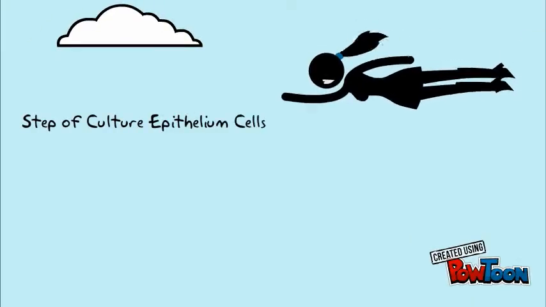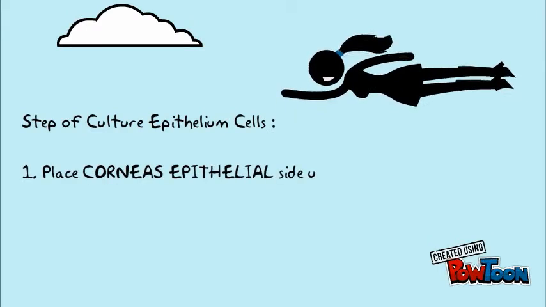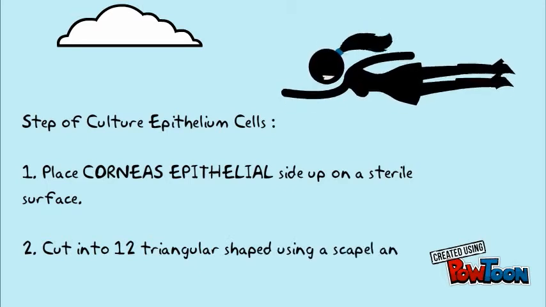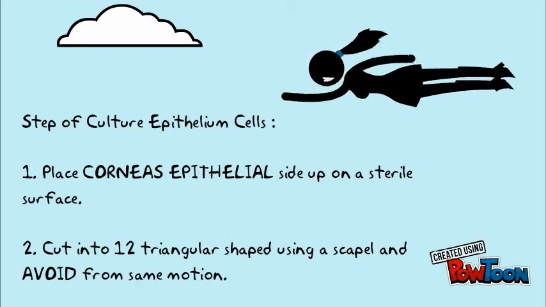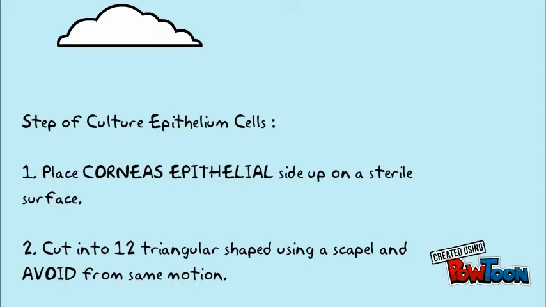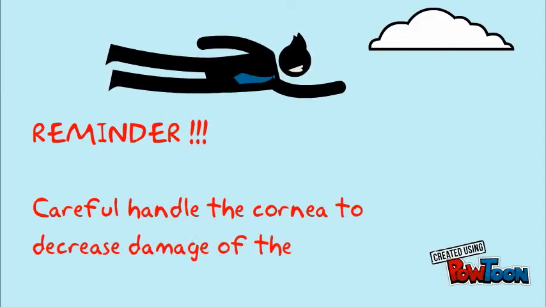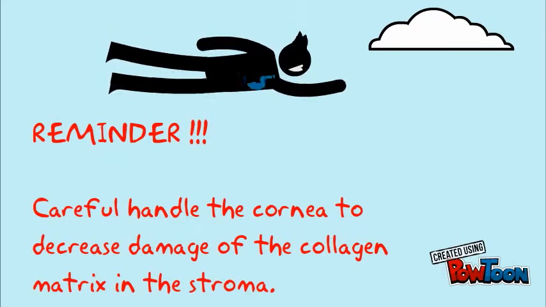Steps to culture epithelial cells. First, place the cornea epithelial side up on a sterile surface. Cut into 12 triangular pieces using a scalpel and avoid a sawing motion. Reminder: handle the cornea carefully to decrease damage to the collagen matrix in the stroma.